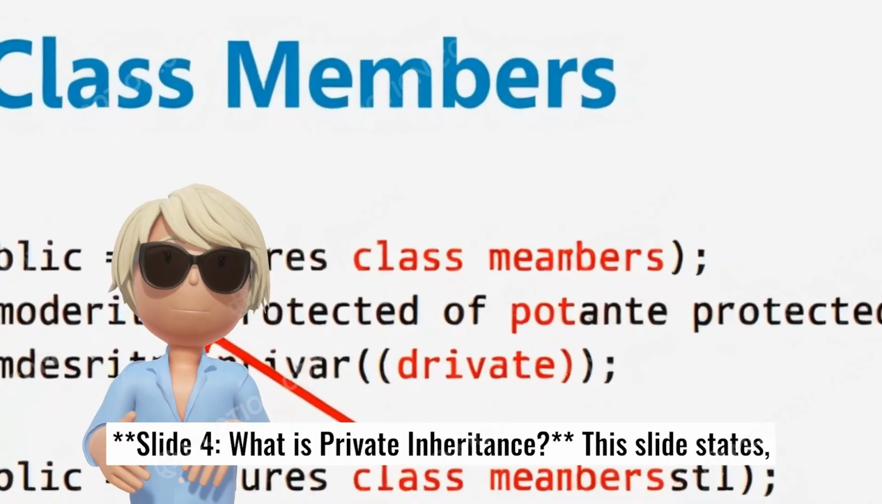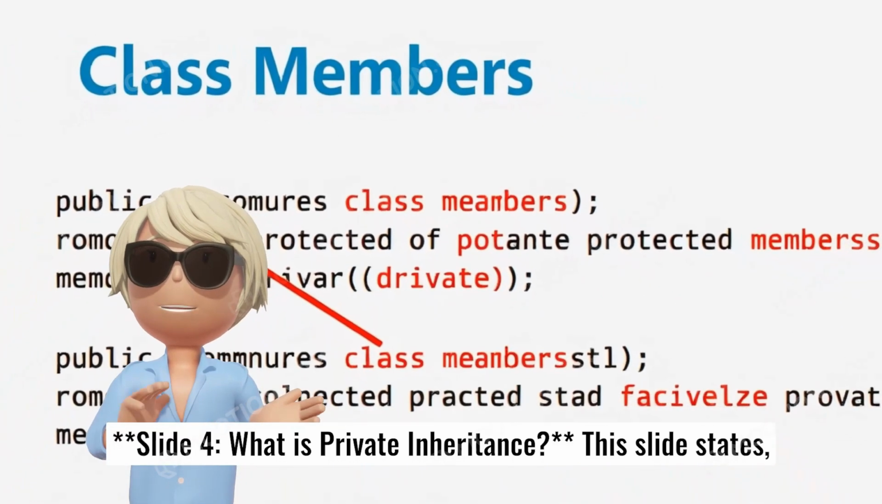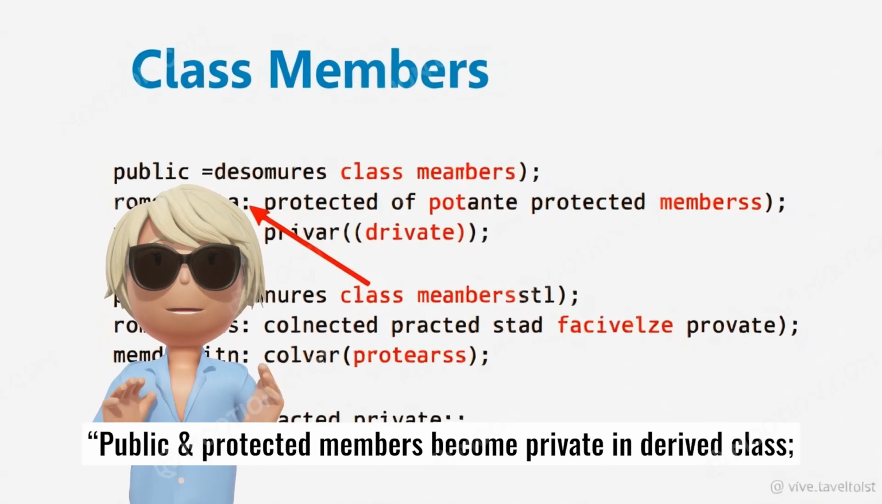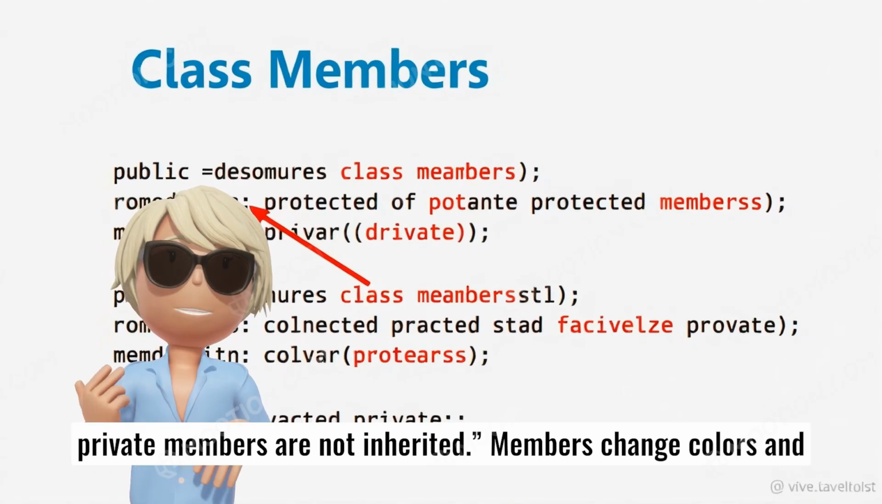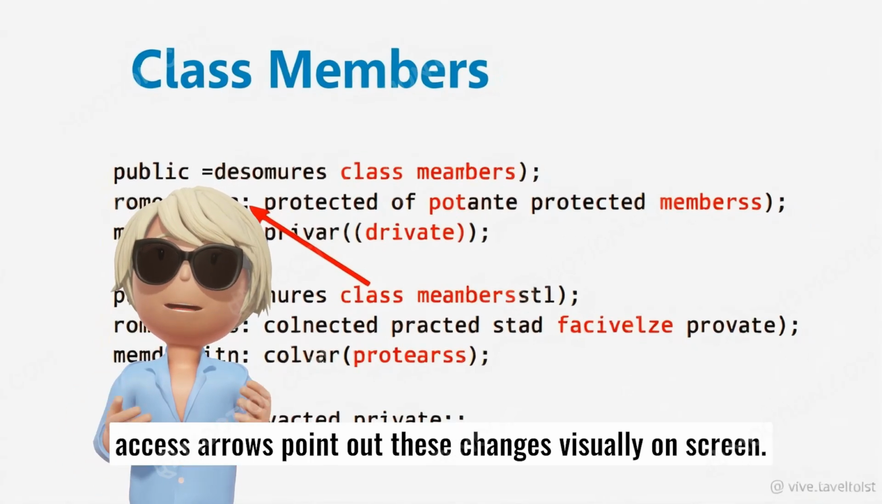Slide 4. What is private inheritance? This slide states, public and protected members become private in the derived class. Private members are not inherited. Members change colors, and access arrows point out these changes visually on screen.